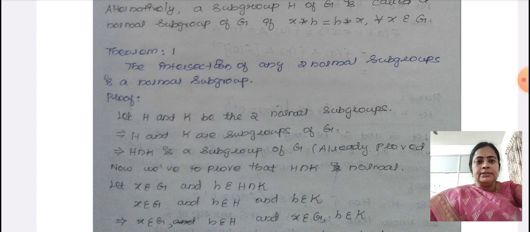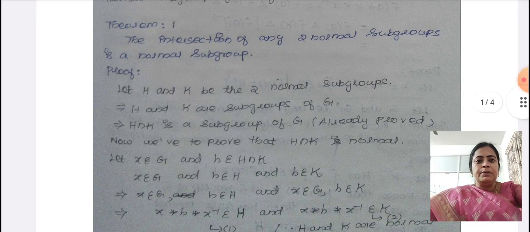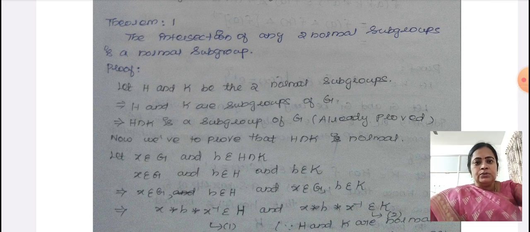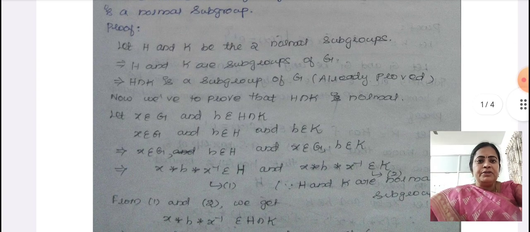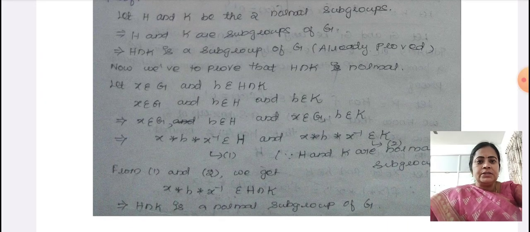Now we have to prove that this H intersection K is normal. Let us take x belongs to G and h belongs to H intersection K. Then x belongs to G and h belongs to H, and h belongs to K. By the definition of normal subgroup, this gives x star h star x inverse belongs to H, and similarly x star h star x inverse belongs to K. So from equations 1 and 2, x star h star x inverse belongs to H intersection K, that is, H intersection K is a normal subgroup of G.